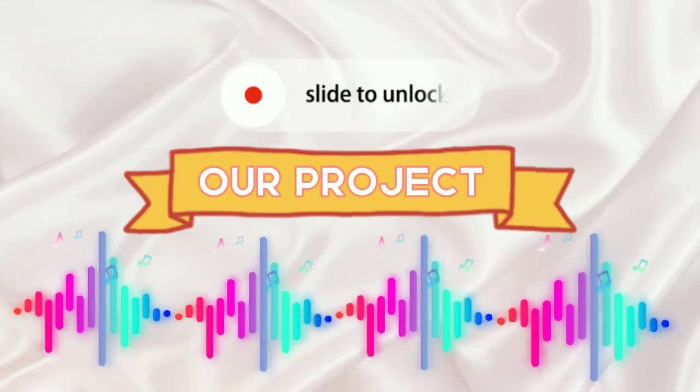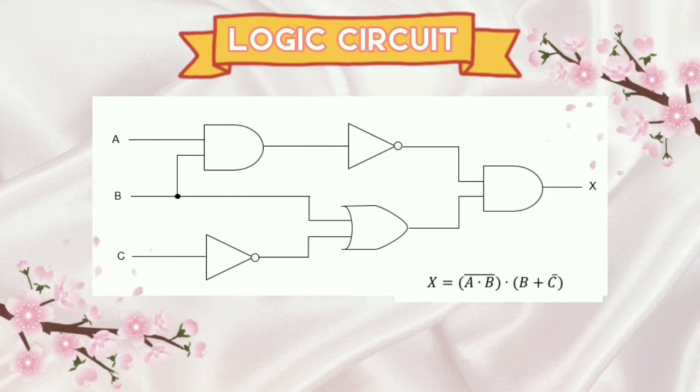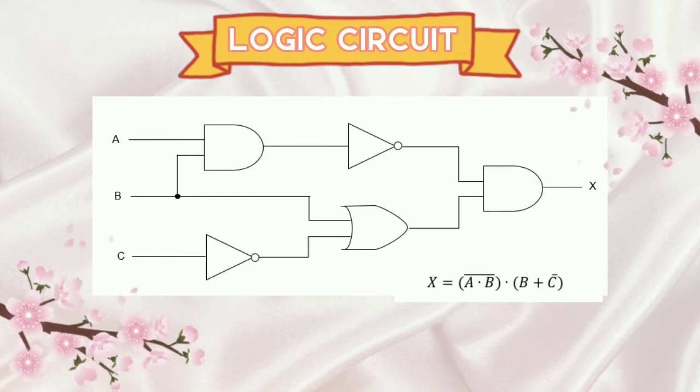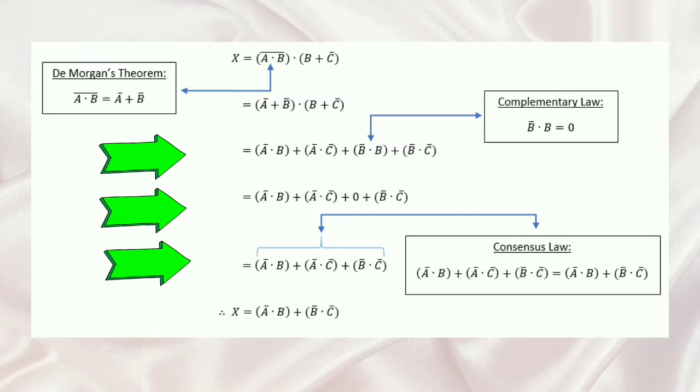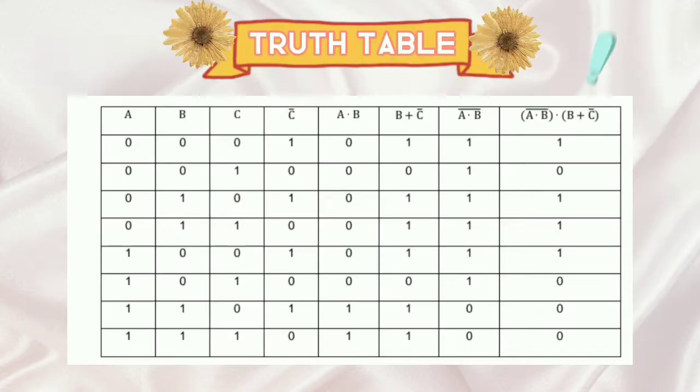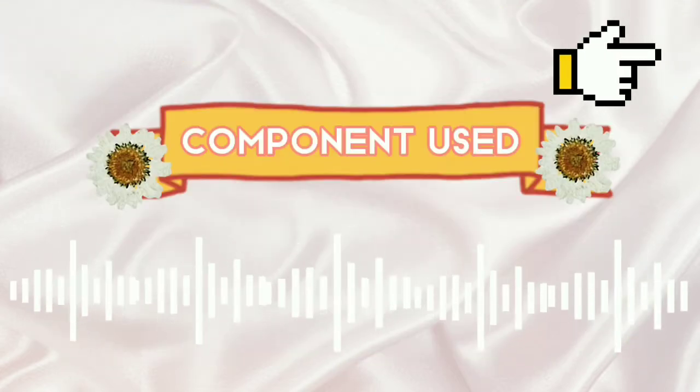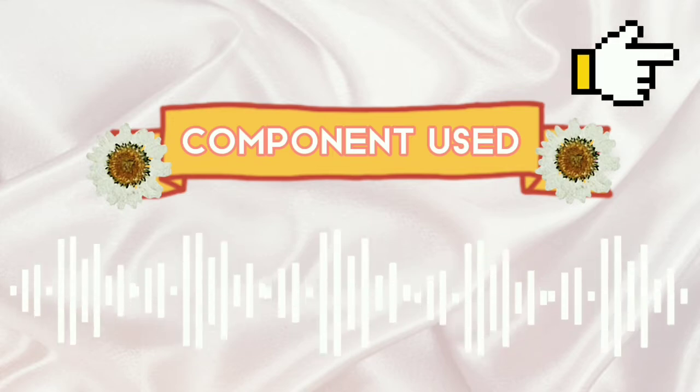Let's start. Here is our logic circuit. It has AND gate, NOT gate, OR gate. Next, this is our Boolean expression that can be simplified from this. We simplified this Boolean expression from this truth table. Next, let's move to the component used.